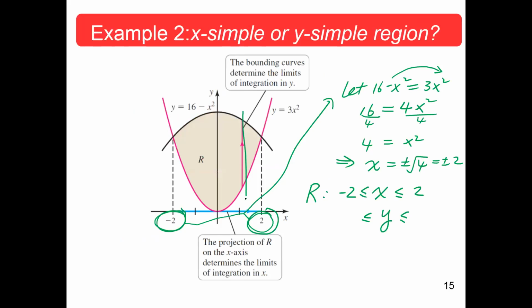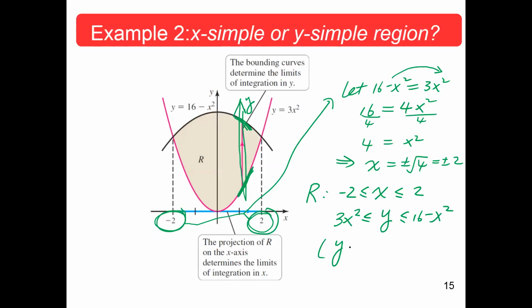Y again is in this direction for y, right? So you should look at the two curves it intersects. The first curve it intersects will be this curve, which is this parabola. That is y equals 3x squared. So that's the lower bound. The second curve it intersects will be this parabola, which is 16 minus x squared, right?